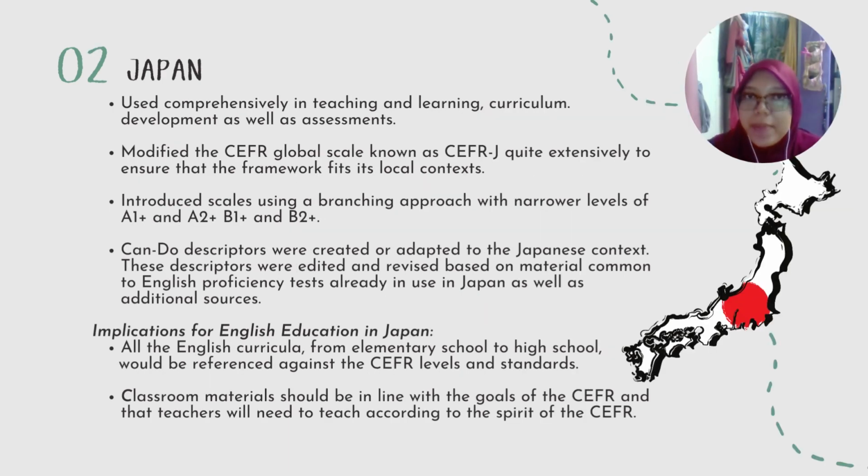In the country of Japan, they use a modified version known as CEFR-J in order to ensure that the framework reflects its local standards in teaching and learning, curriculum development, as well as assessment. CEFR-J, unlike CEFR, introduces scales using a branching approach with narrower levels of A1 plus and A2 plus, B1 plus and B2 plus to make CEFR more usable in the Japanese context.